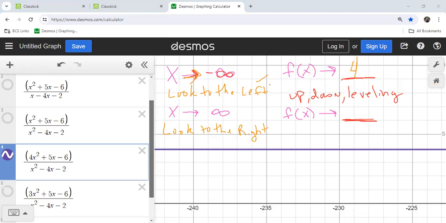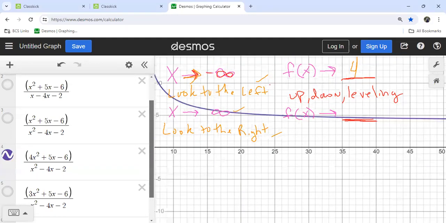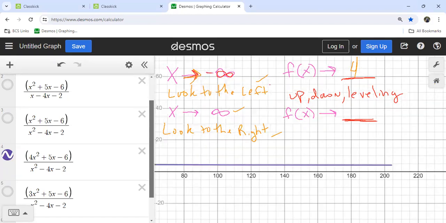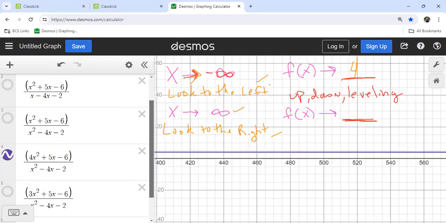So we just have to go back through the process now. x approaches infinity. Look to the right. When I do that, I'm going to click back on that home screen. I'm going to keep going to the right, keep going, keep going. Once I get way out there, I'm going to start tracing it. You'll notice that it is getting closer and closer to the number 4 on the y. So it goes to 4.